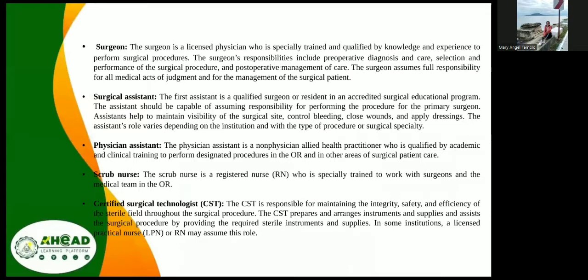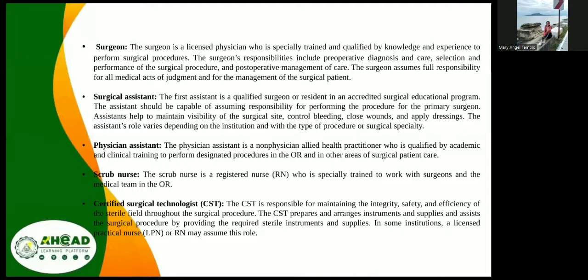Surgical assistant. The first assistant is a qualified surgeon or resident in an accredited surgical educational program. The assistant should be capable of assuming responsibility for performing the procedure for the primary surgeon. Assistants have to maintain visibility of the surgical site, control bleeding, close wounds, and apply dressings. The assistant's role varies depending on the situation, on the institution, and with the type of procedure or surgical specialty.